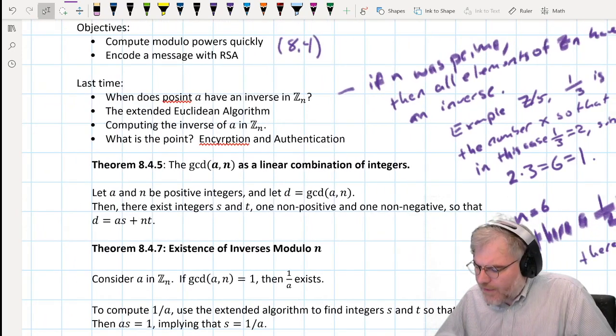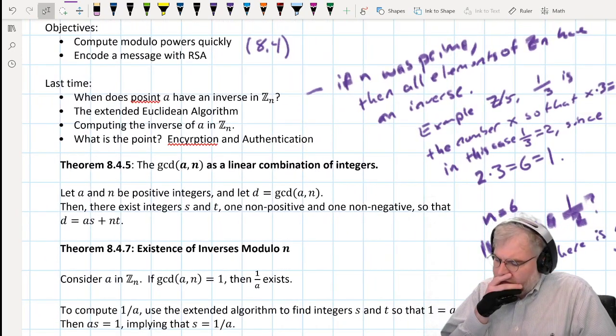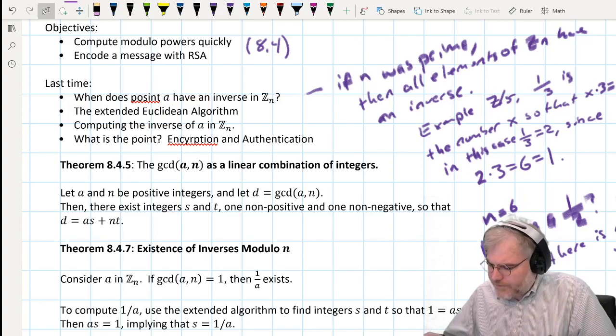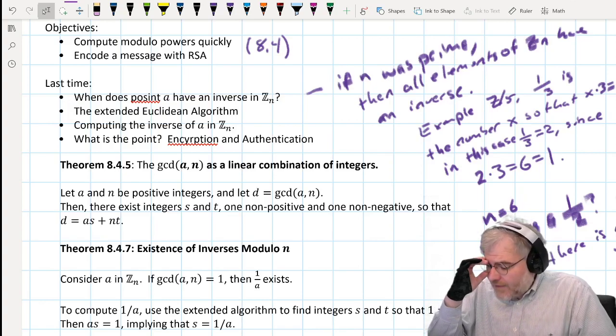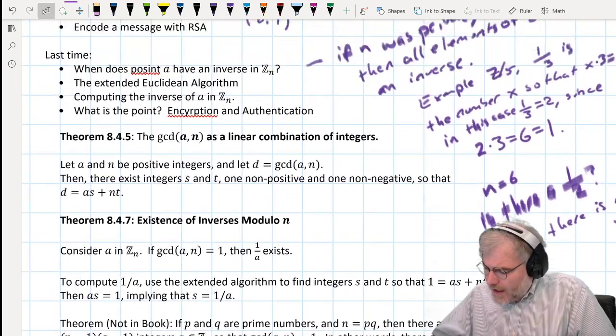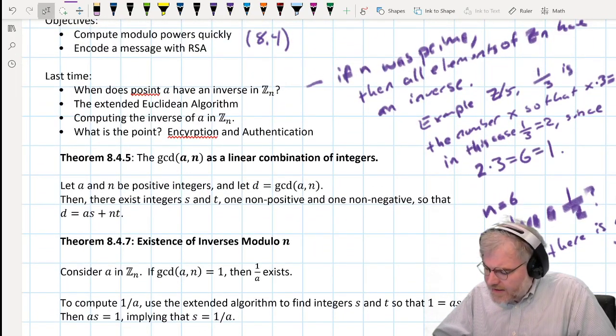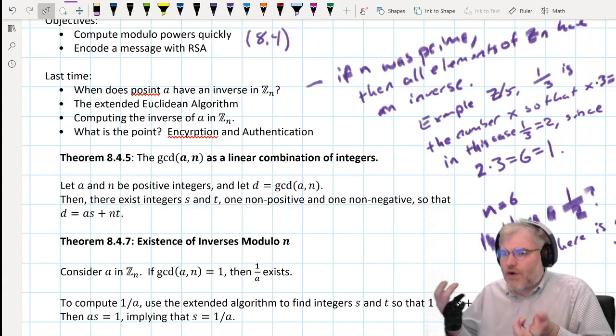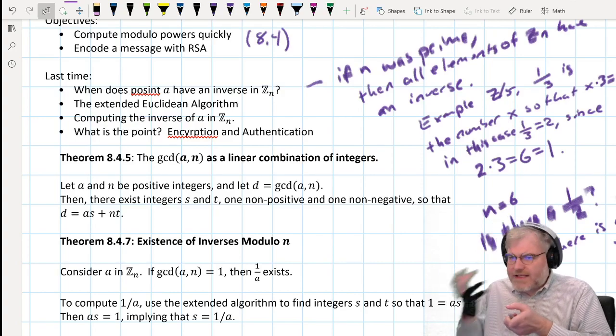So the answer to that question is that we used the extended Euclidean algorithm, and that gave us a theorem. The theorem says that if the GCD of A and N equals 1, in other words, if they're coprime, then 1 over A exists.